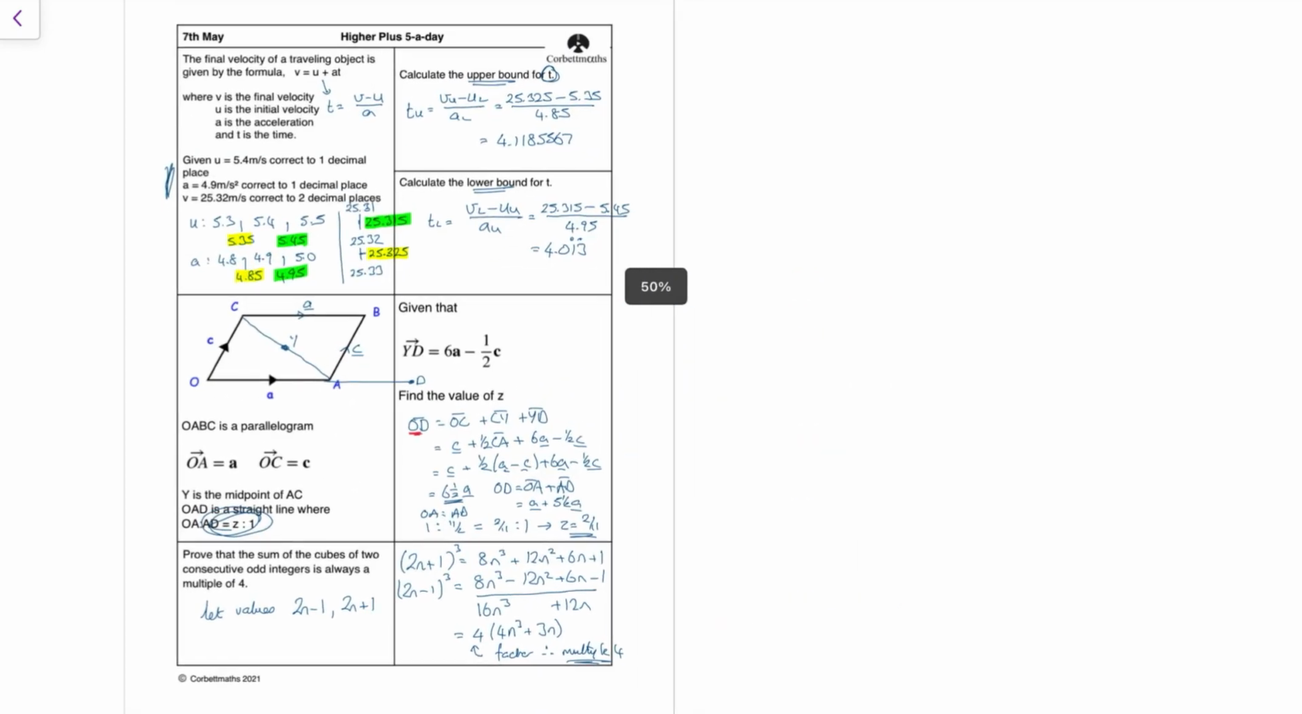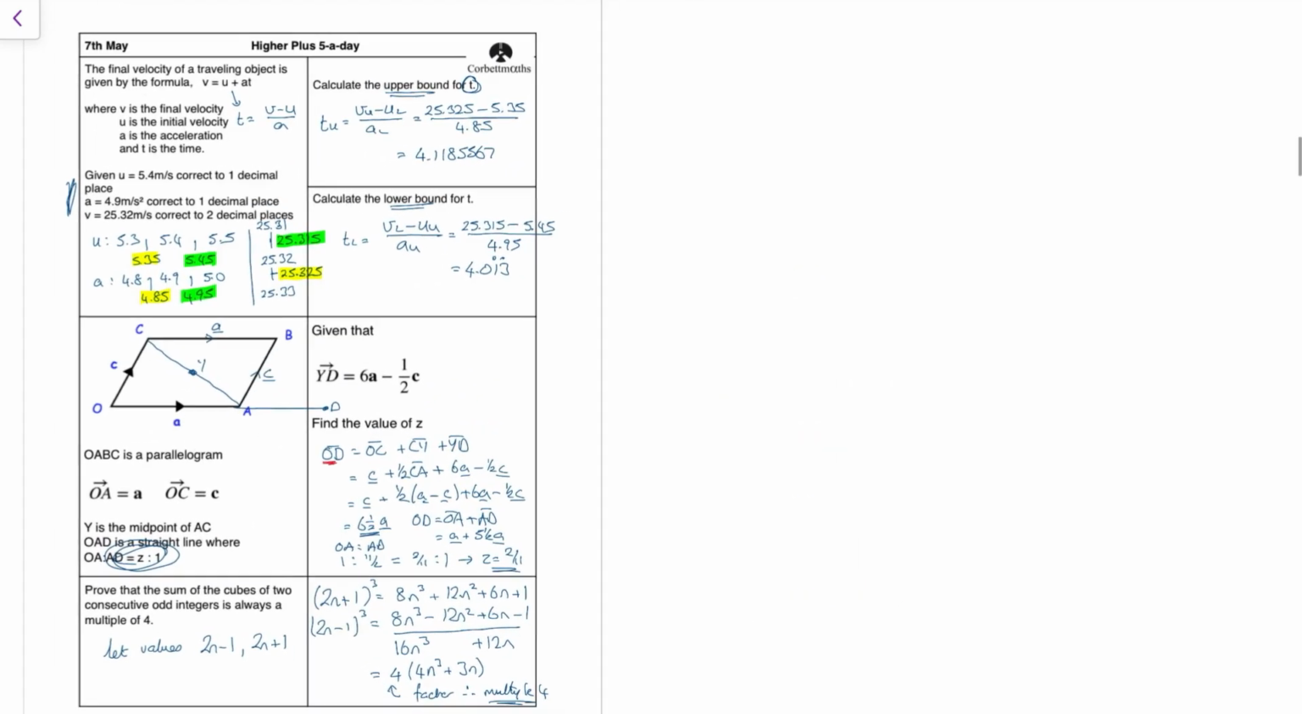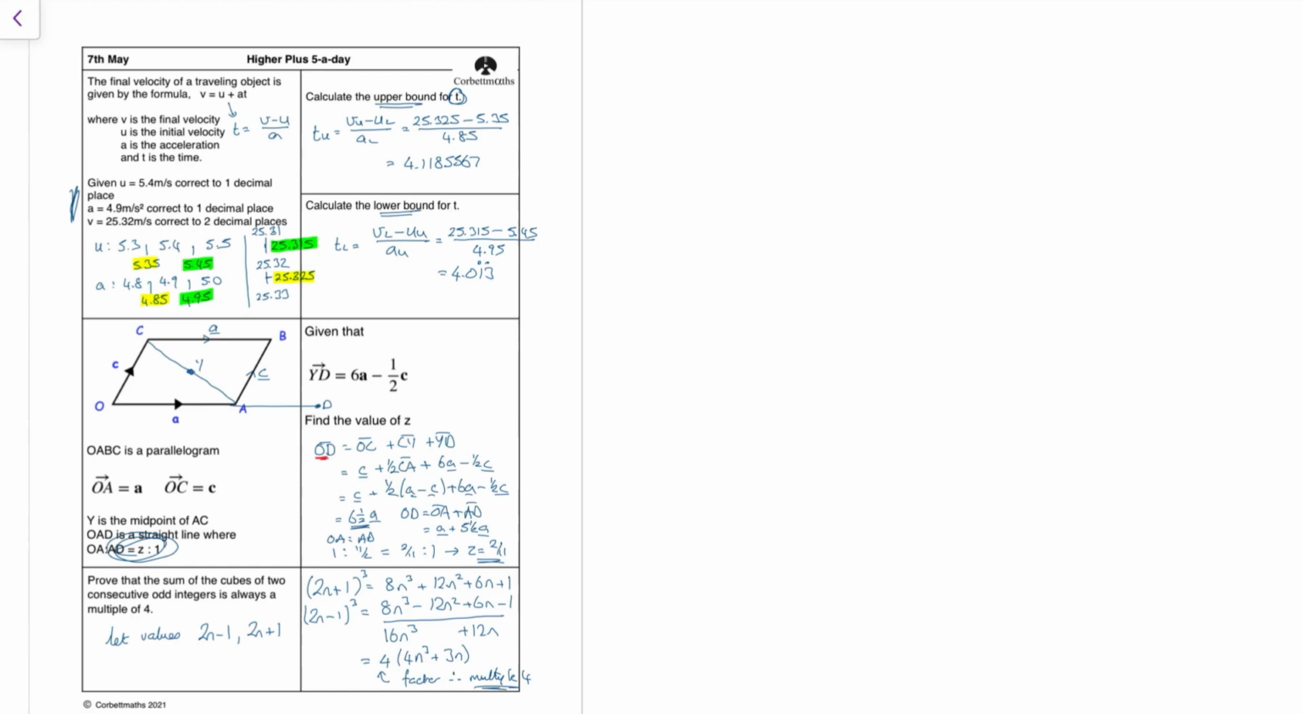I've said this the last 3 days, and I really do mean it. These are really good questions. They're definitely not too hard. I know sometimes they feel really hard, but they're not too hard. That bounds question was a little bit annoying. The vectors question, very fair. And the last question, I think probably you wouldn't get that because they're cubed, but equally not an unfair question.